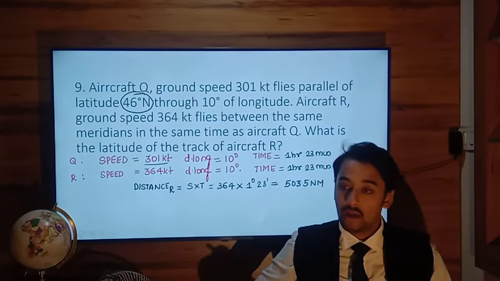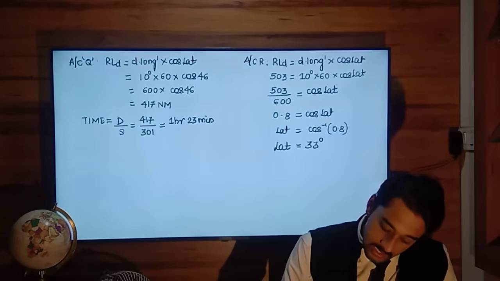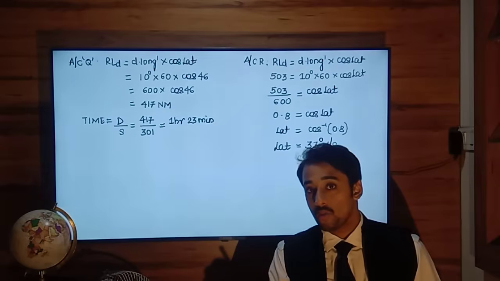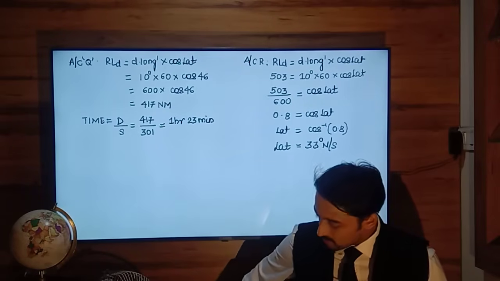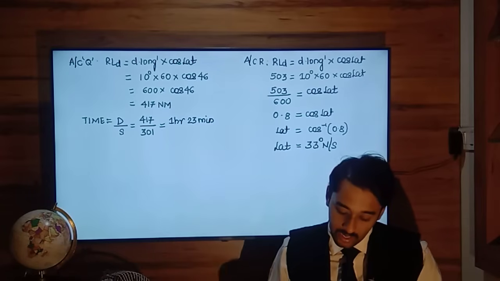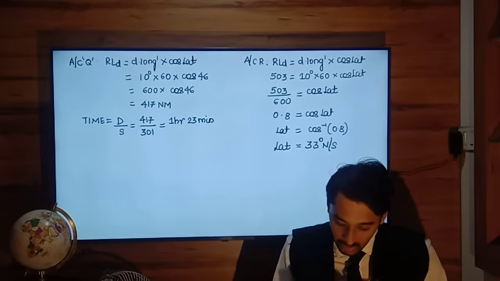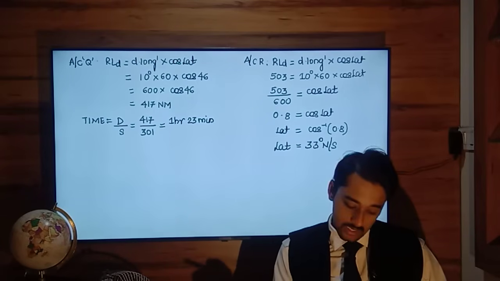Okay, 33 degrees north or 33 degrees south. So this is the latitude at which aircraft R, or aircraft Romeo, is flying his aircraft. So we are at aircraft latitude 33 degrees north or 33 degrees south.